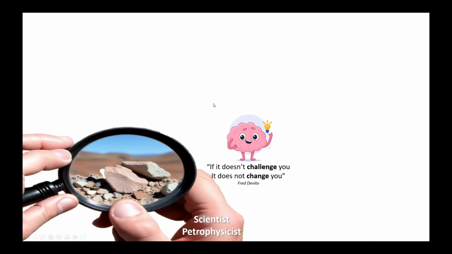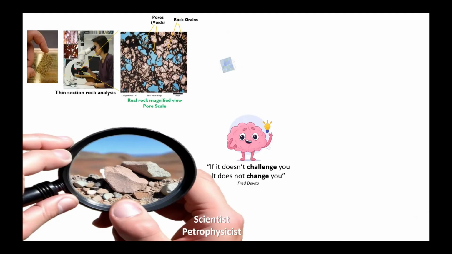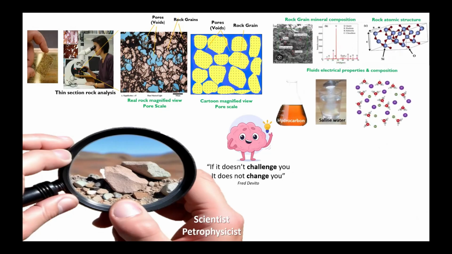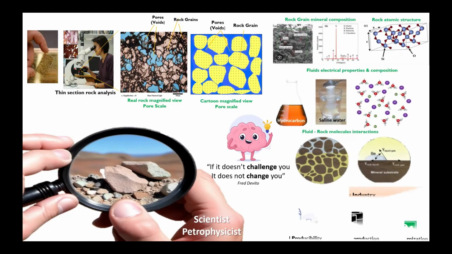When we look at the rock, non-PPs see just a rock. With the PPs, we see pores, grains, fluids, interactions at small scale. For the PP, the rock is not just a rock, it's a lot of information that is useful for the gas and oil industry sector.